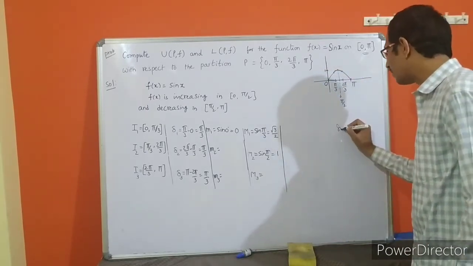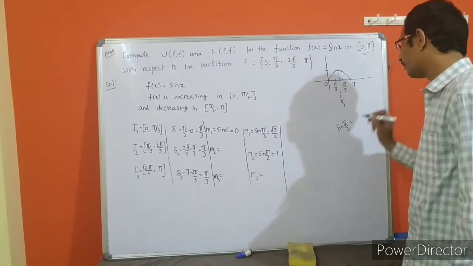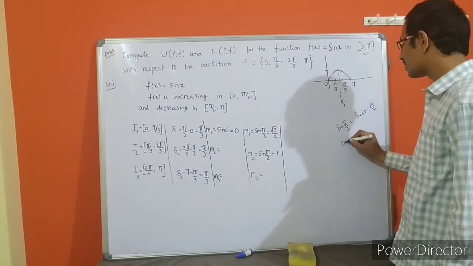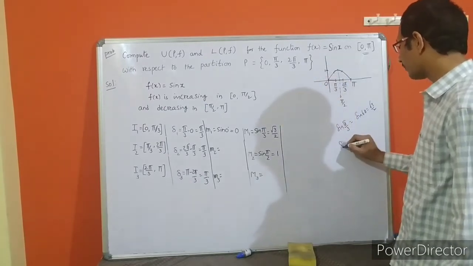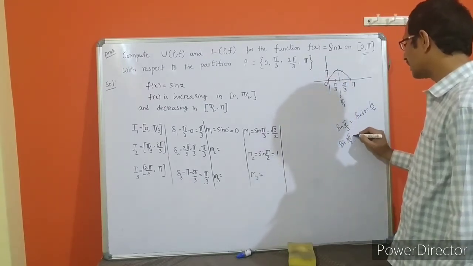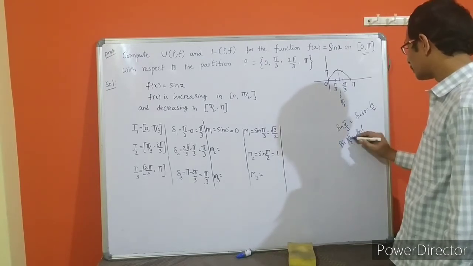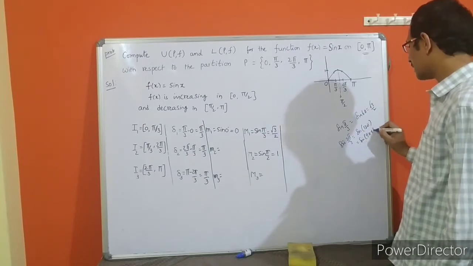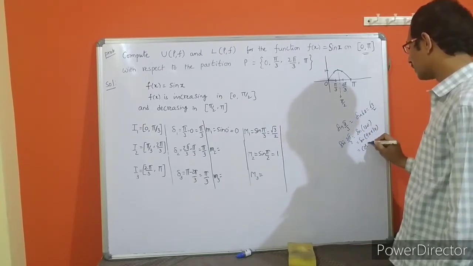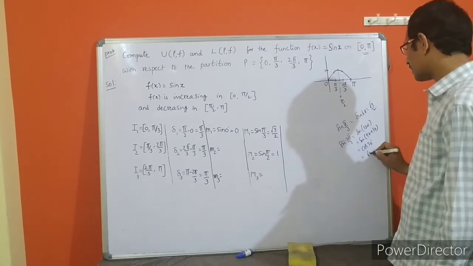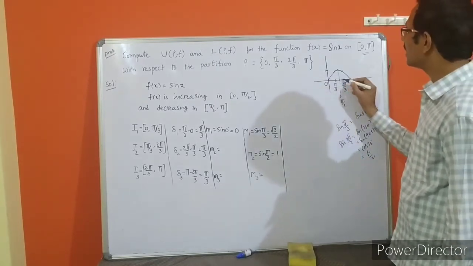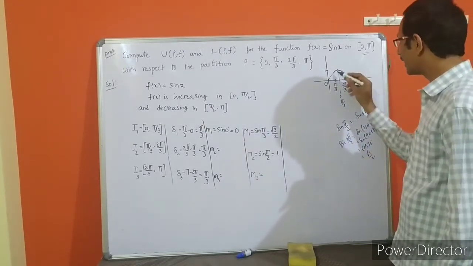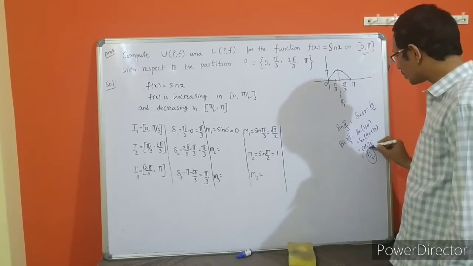Because what is sin pi by 3? Sin 60 degrees, that is root 3 by 2. Now what is sin 2 pi by 3? Sin 2 pi by 3 means sin 120, that is sin of 90 plus 30. Sin of 90 plus theta is cos theta. What is cos 30? Again root 3 by 2. So at pi by 3 it is the minimum, at 2 pi by 3 also it is the minimum, and it takes the same minimum value, that is root 3 by 2.